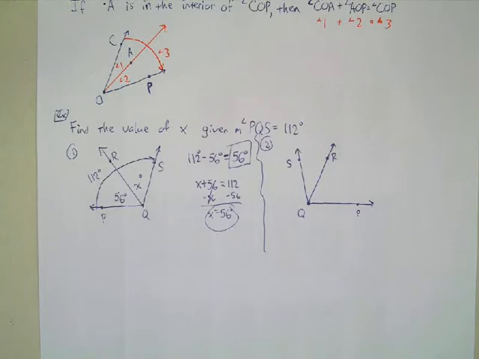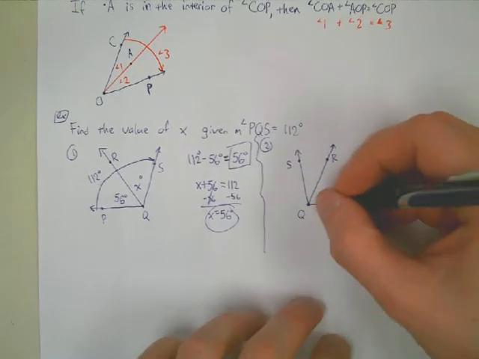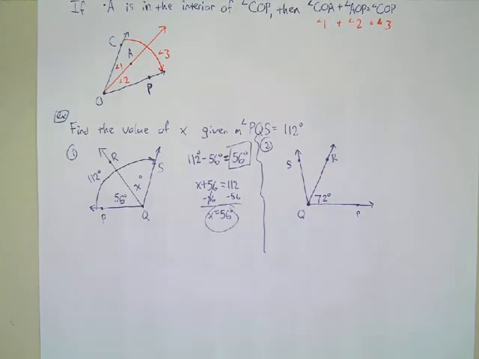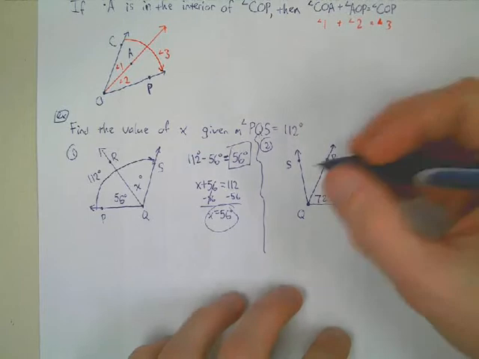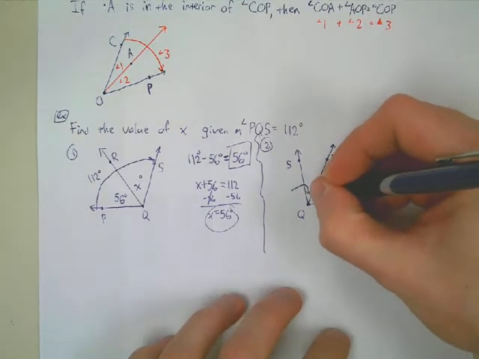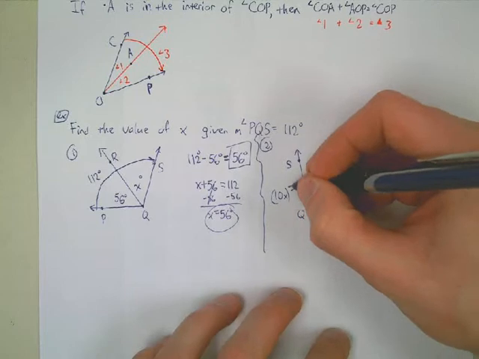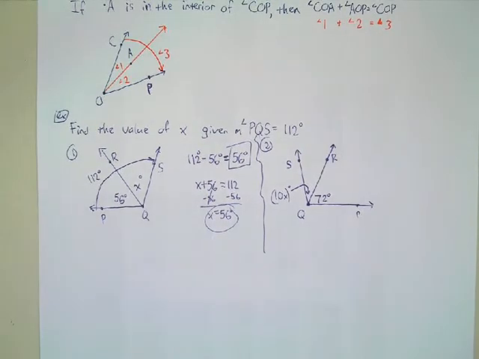So there's our picture, and I'll label some things here. Let's say that this angle right here is 72 degrees now. That's RQP, or PQR, however you want to say it. And let's say that this big angle right here is 10x degrees.